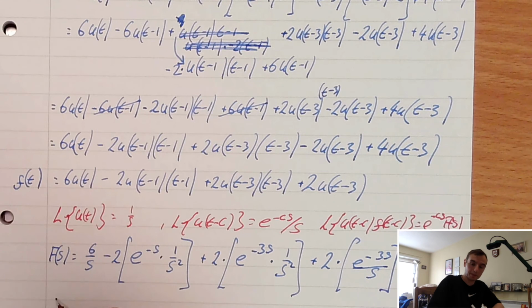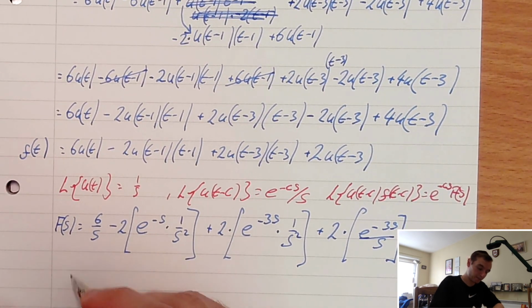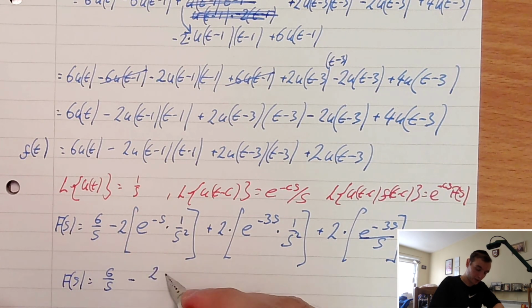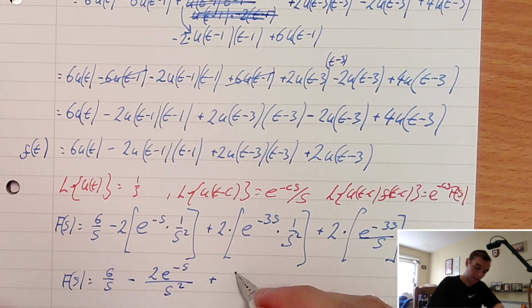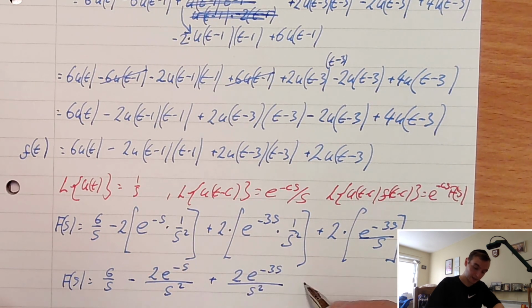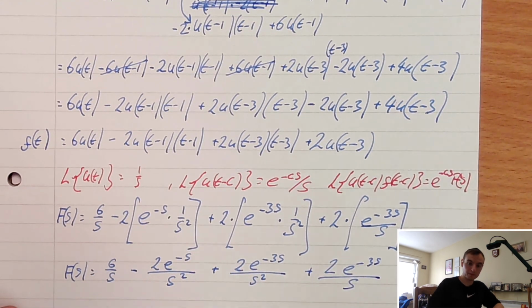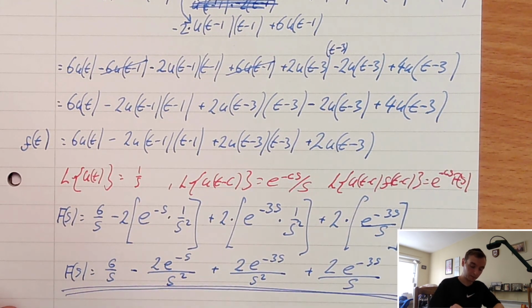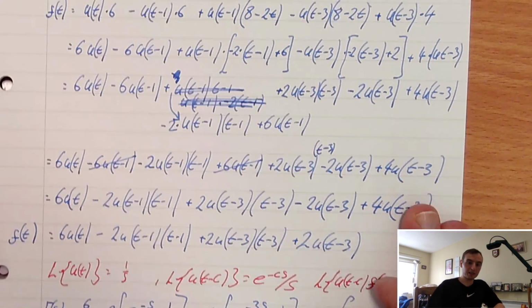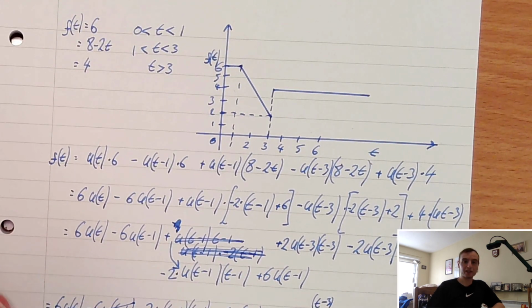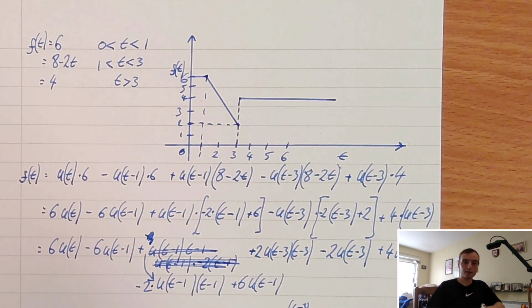So we can tidy this up a little bit, and we can now say that F(s) is going to be 6 on s minus 2e to the minus s on s squared plus 2e to the minus 3s on s squared plus 2e to the minus 3s on s. And that's our final answer. So we were able to find the Laplace transform of a discontinuous function that looks like that.